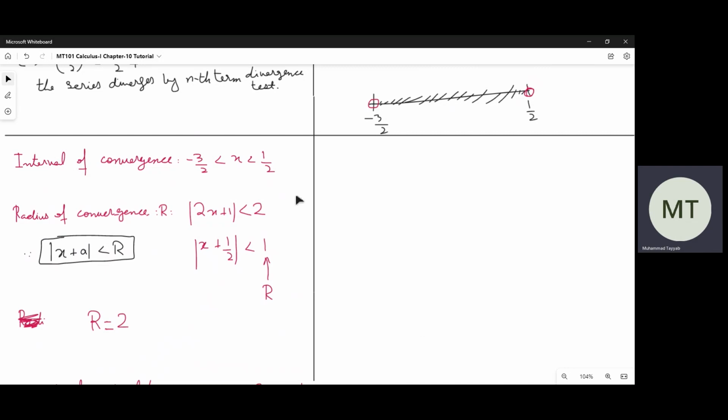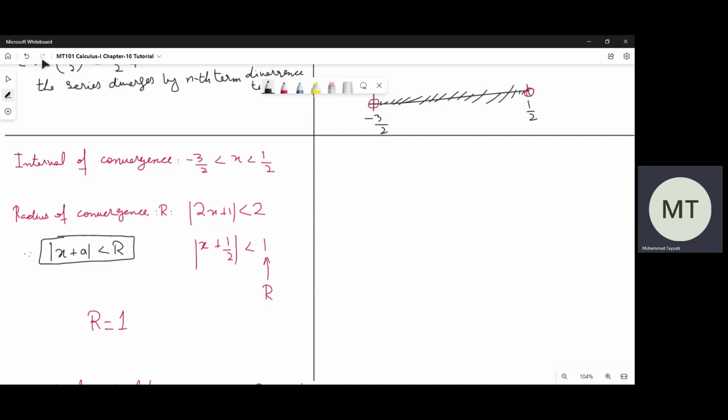Sorry, I have made one mistake. This must be 1, not 2. I'm sorry, this is my fault. I just realized this is 1, because I have said that the radius is equal to 1. I think I made a typo. So the radius r is equal to 1.